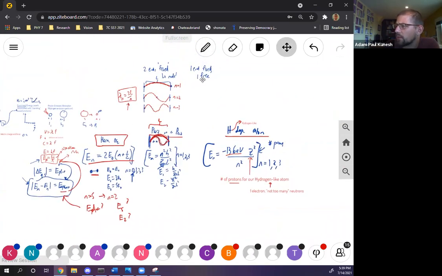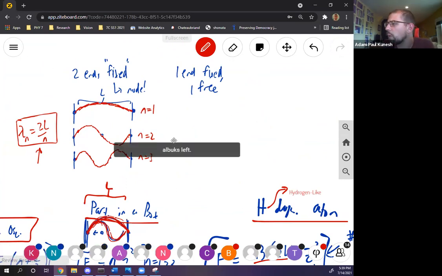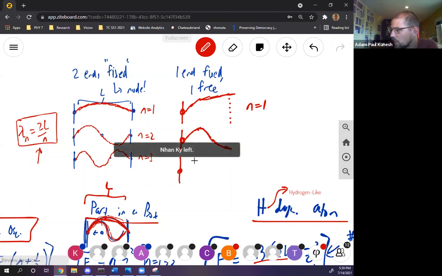Okay, what next? One end fixed, one end free. So in the one end fixed, one end free case, the fixed end is a node, and the free end is an antinode. I'm going to draw, there we go. This side over here indicates that it's not fixed. So our first wave looks like that. There's my n equals 1. Our second has 2 antinodes, and it has to have one antinode at the end. There's an antinode here and an antinode here, around 1/3 of the way down L. And so on, so we'd have 1, 2, 3 antinodes.